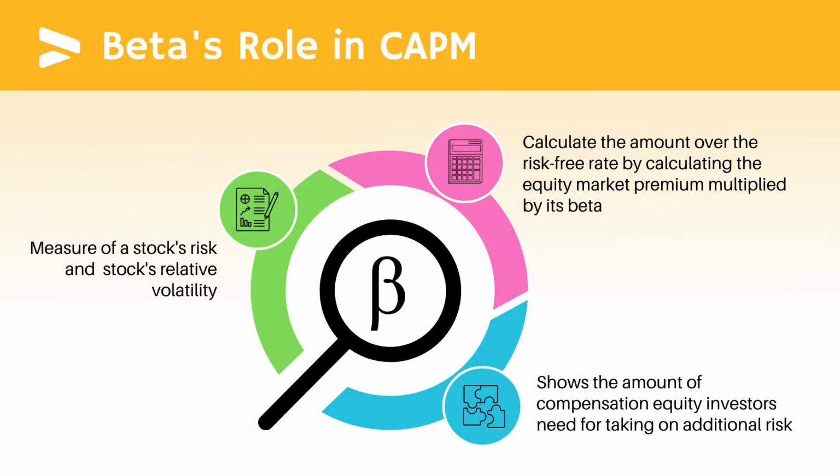So next, we go for beta's role in CAPM. So according to CAPM, beta is the only relevant measure of a stock's risk. It measures a stock's relative volatility. It shows how much the price of a particular stock jumps up and down compared with how much the entire stock market jumps up and down.